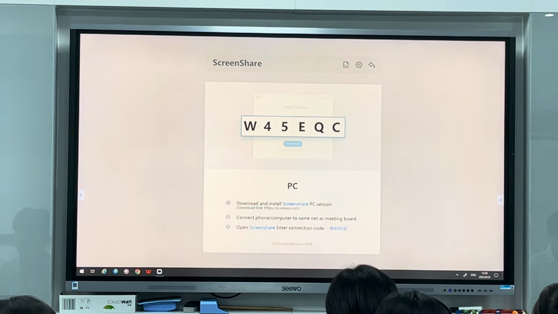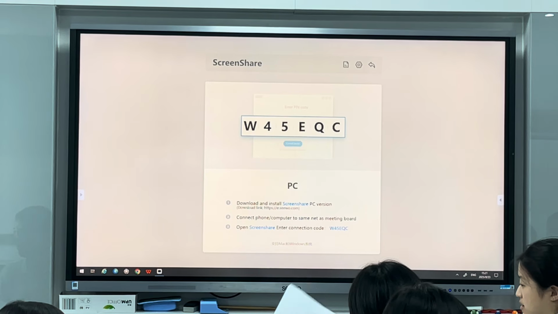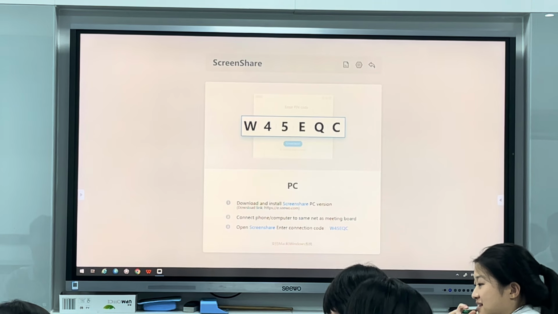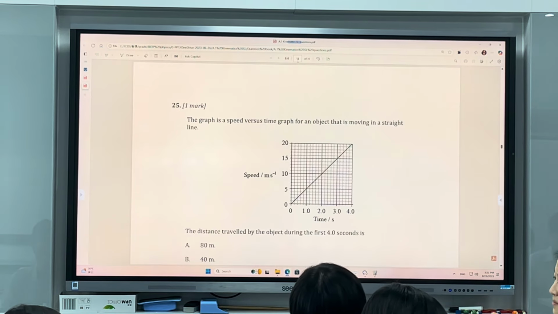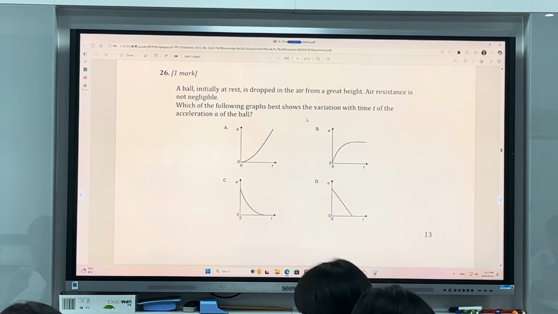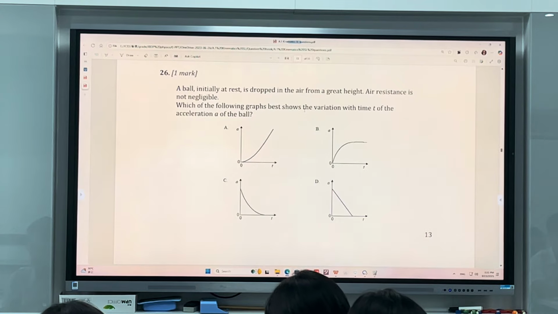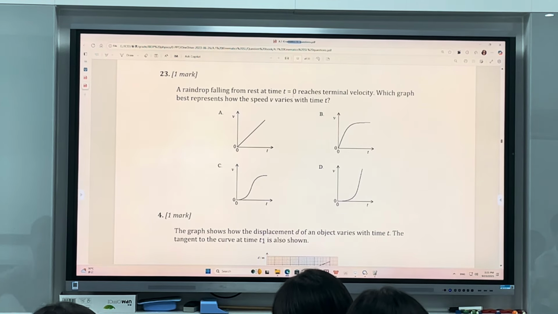Let's look at A1 first then. A1, which page? Which question? Share your screen. Page 13, question 26. Page 12, question 23. Then let's look at question 23 first.